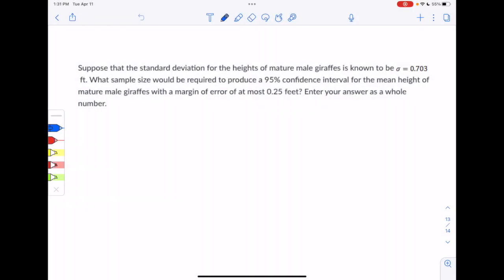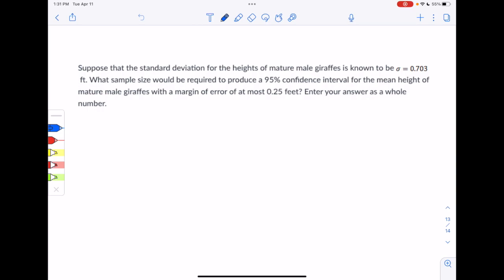This one is from section 8.4. Suppose that the standard deviation for the heights of mature male giraffes is known to be sigma equals 0.703 feet. What sample size would be required to produce a 95% confidence interval for the mean height of mature male giraffes with a margin of error of at most 0.25 feet? Enter your answer as a whole number.